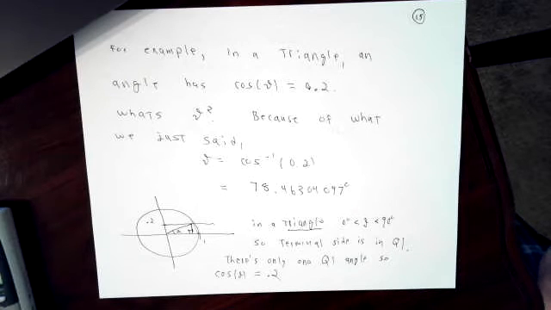For an example, in a triangle, if you knew that the cosine of some angle was 0.2 and wanted to know what theta was, because of what we just said a moment ago, theta has to be inverse cosine of 0.2, which works out to be a little bit more than 78.46 degrees. In a triangle, there's only one angle that will work.